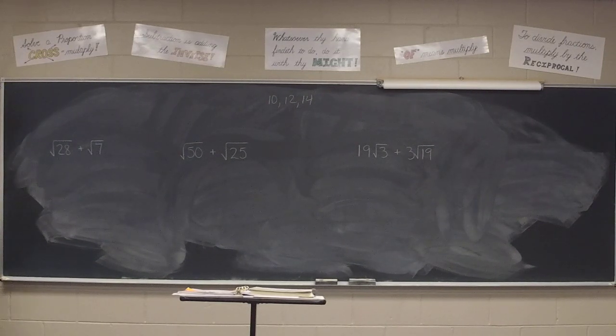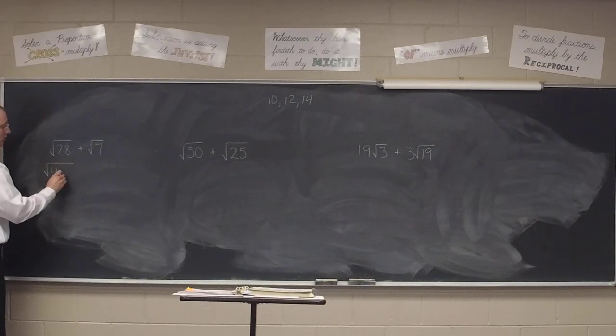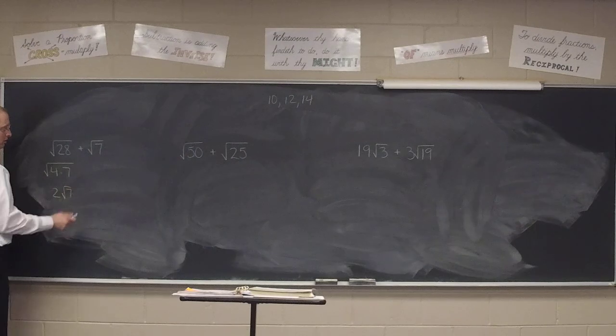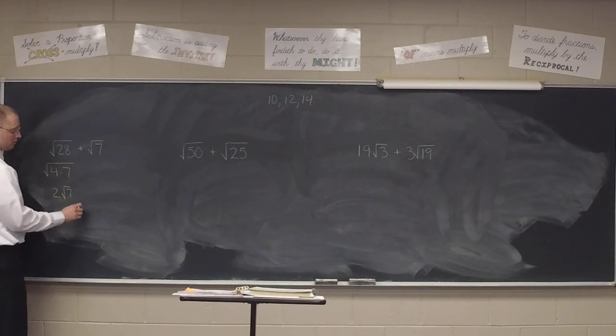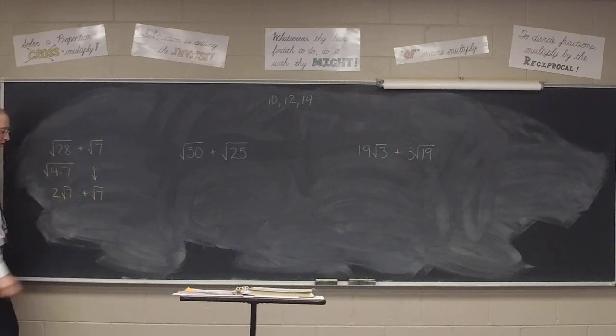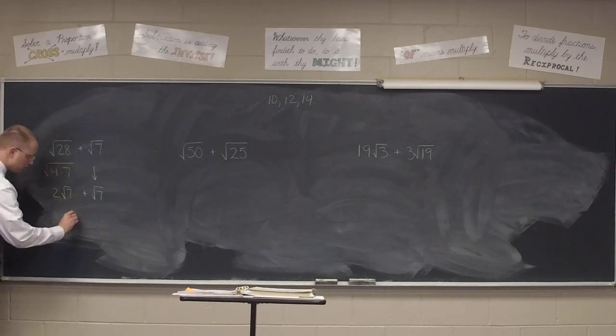All right, let's take a look at these together. Joshua, what did you do on number 10? Talk me through your thoughts and your actions. Factor the 28 into 4 times 7, and you can take the square root of 4, which is 2, times the square root of 7, and then plus just bring down the square root of 7 to get 3 times the square root of 7.